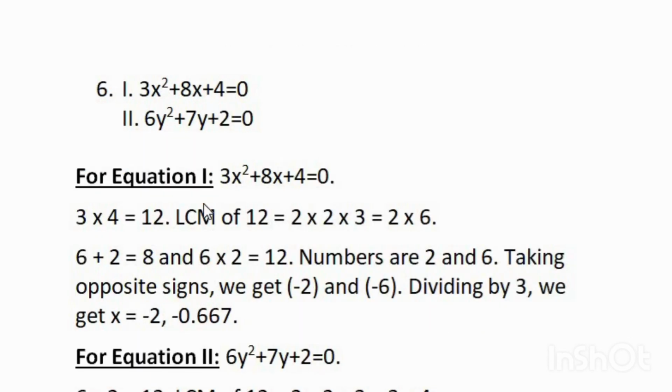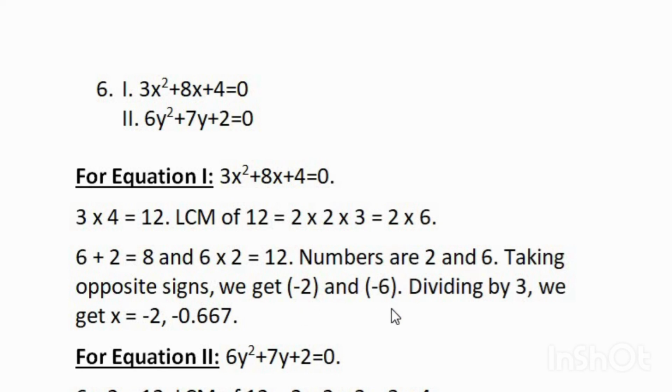Going to the last question, the equations are 3x square plus 8x plus 4 equal to 0 and 6y square plus 7y plus 2 equal to 0. In the first equation, multiply the x square term and the constant term, that is 3 into 4, you will get 12. Take the LCM of that, you will get 2 into 2 into 3, which can be written as 2 into 6. We should get the middle term when you add these two numbers. So 6 plus 2, we will get 8, the middle term itself, and 6 into 2 gives 12. So the numbers are 2 and 6.